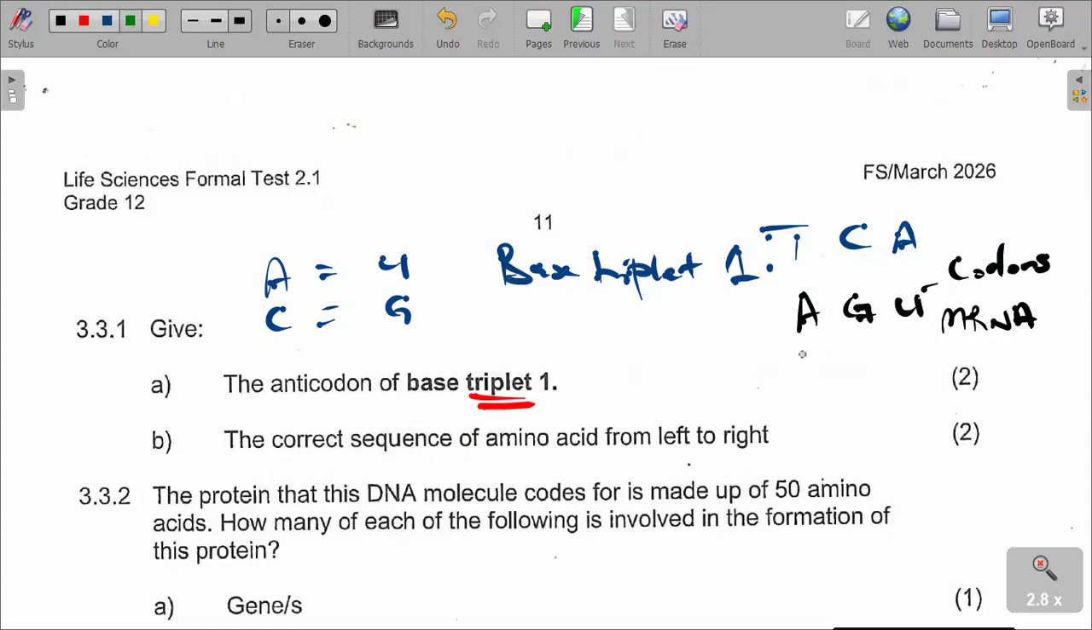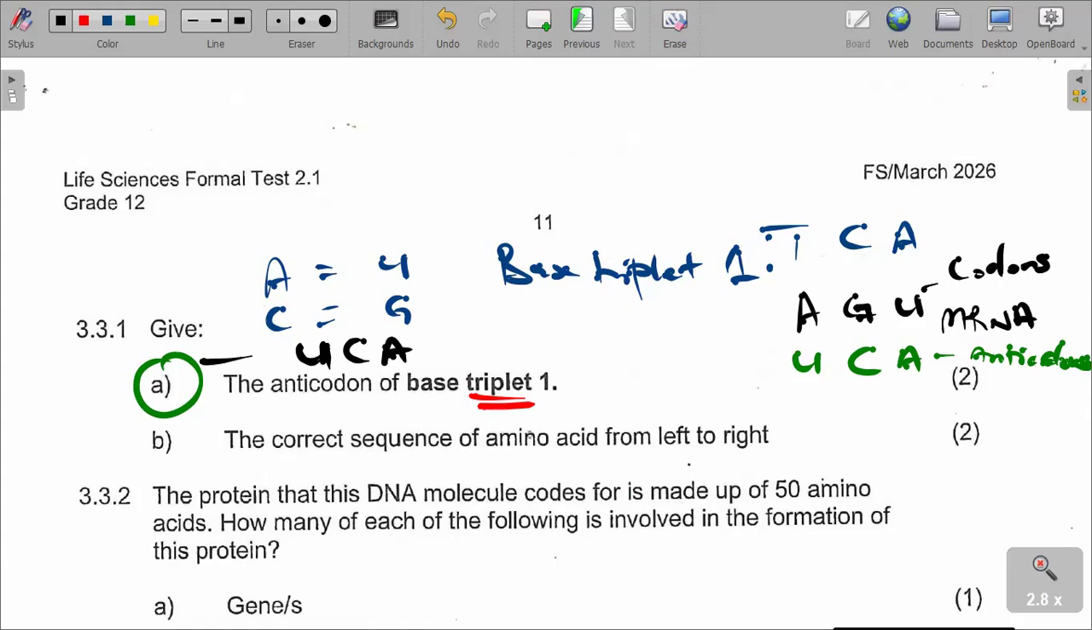So we should have UCA. These are anticodons. So UCA should be the answer there. That's the answer there, UCA, according to the base pairing that we have calculated there.